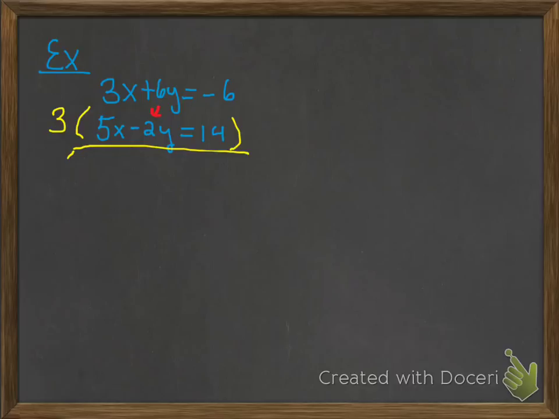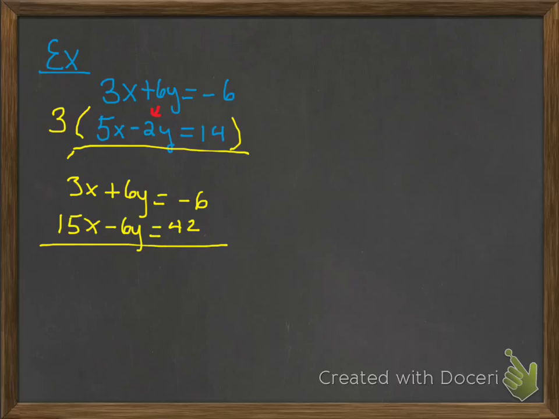So I leave the top alone. 3x plus 6y is equal to negative 6. But now I have 15x minus 6y is equal to 42. So now I go to make my addition problem, and I end up with 18x. Those go away, is equal to 36. Divide by 18, and x is equal to 2.